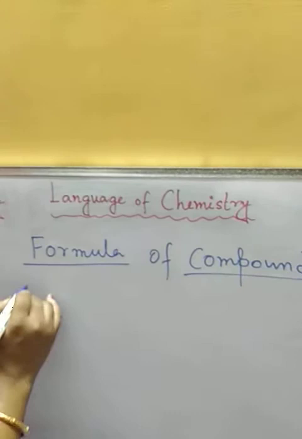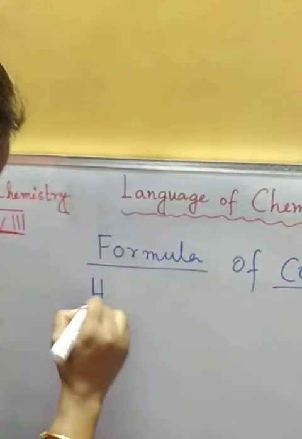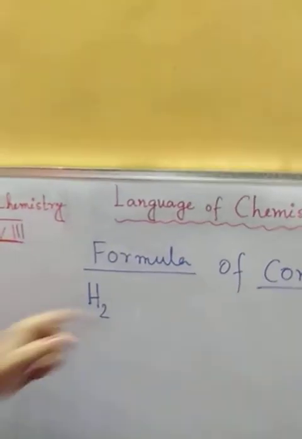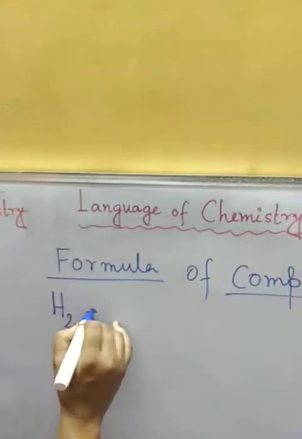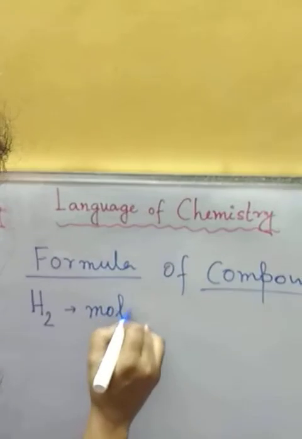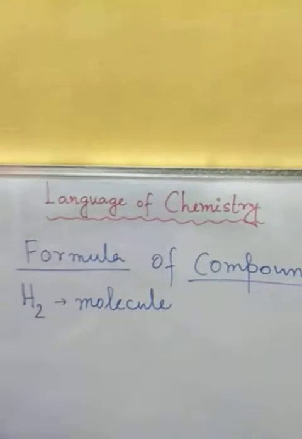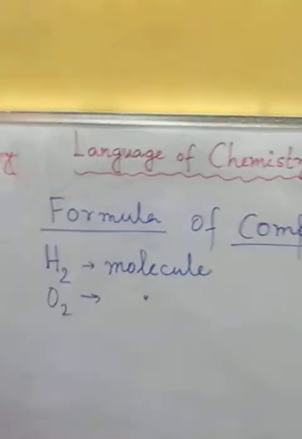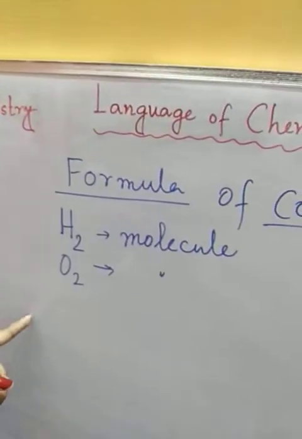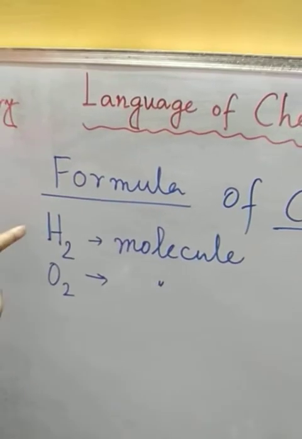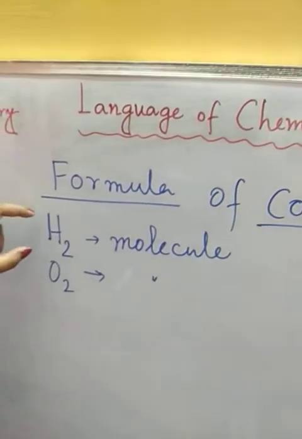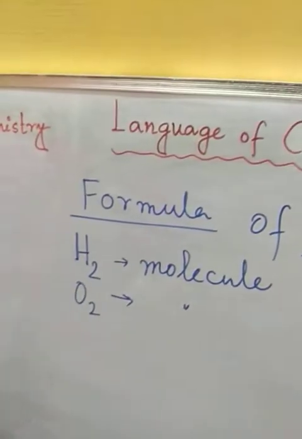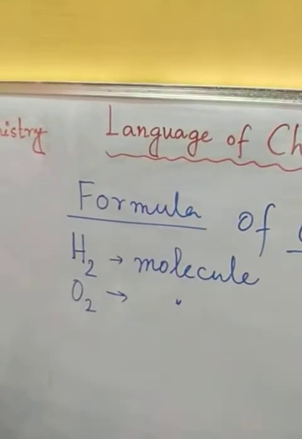Suppose for hydrogen, this is an element, we use H2. This is the formula of the hydrogen molecule. You know this. For oxygen we are using O2. This is also a molecule. So all these are elements, that's why only a single element is there.